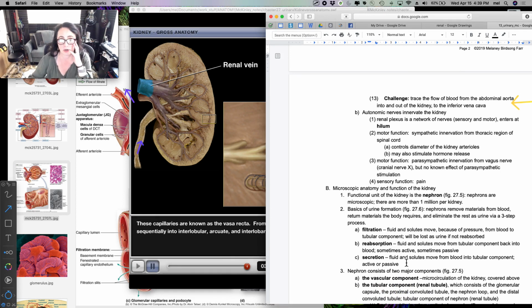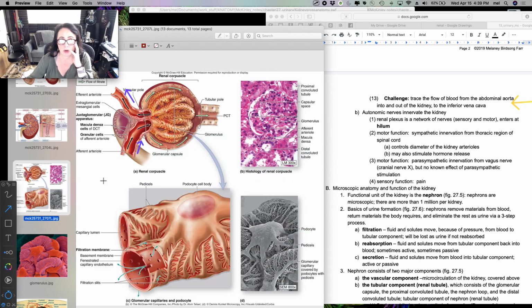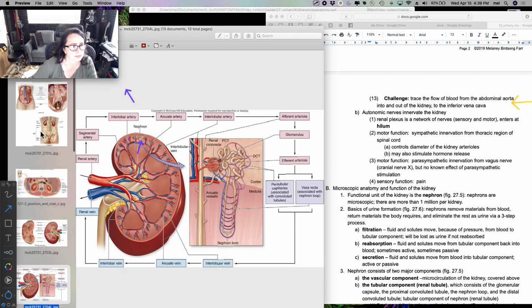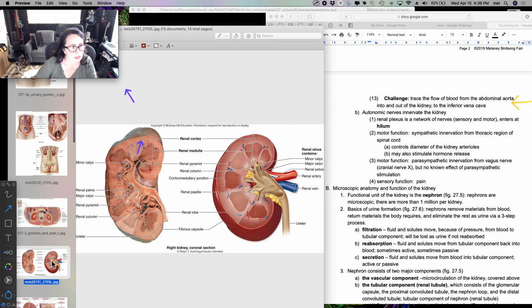How are kidneys innervated? There are a lot of plexuses that you guys didn't learn about. One of them is the renal plexus that innervates the kidney, and it enters at the hilum. I don't know if it's shown on this picture, is it? Let's see if it's shown here. No, it's not shown in this picture. So anyway, there are nerves that innervate the kidney, and they have both sensory and motor functionality.